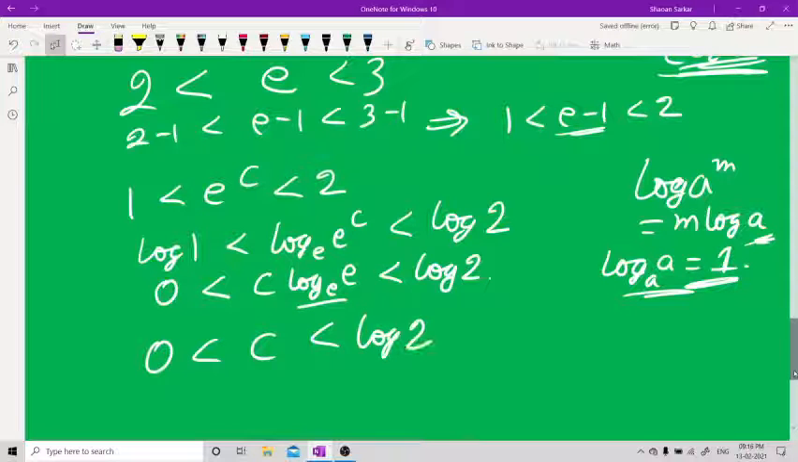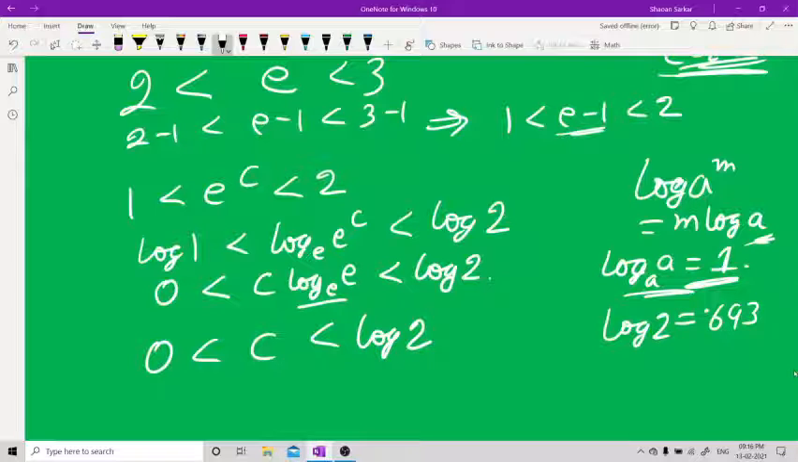And log 2 has a value of 0.693. And log base 10 of 2, don't confuse with this, base 10 of 2 has 0.3010. Whenever we write log, we always talk about this, same as log base e of 2.